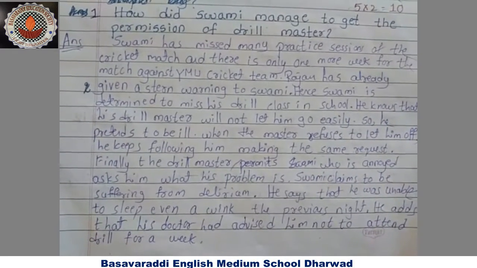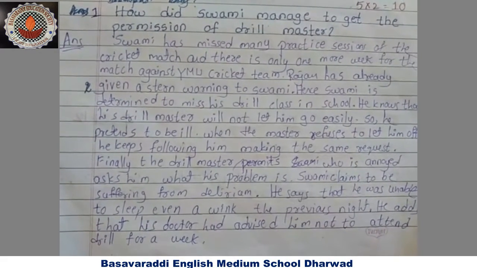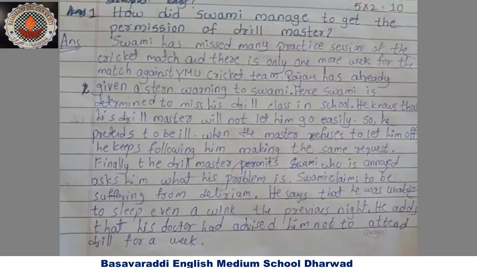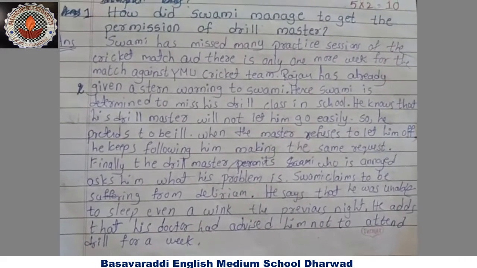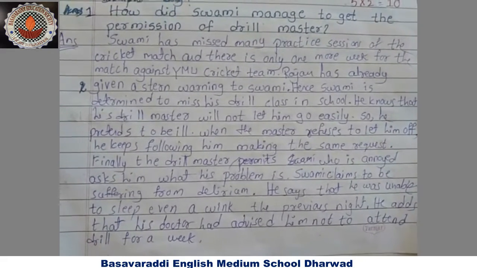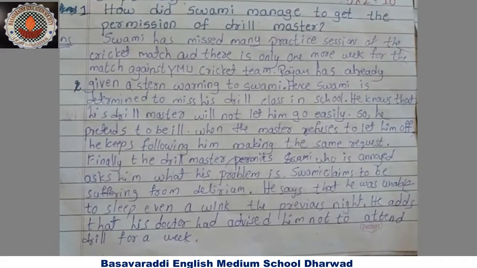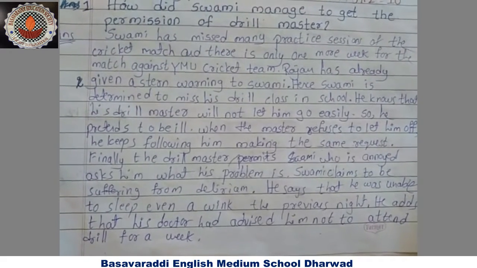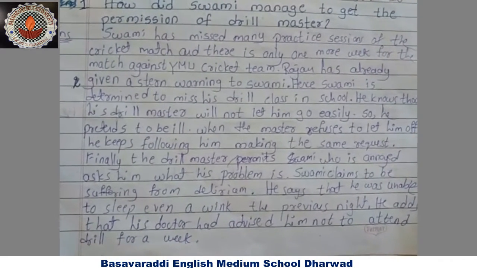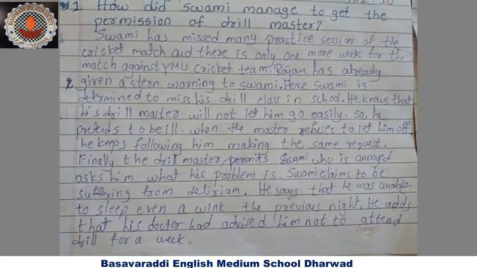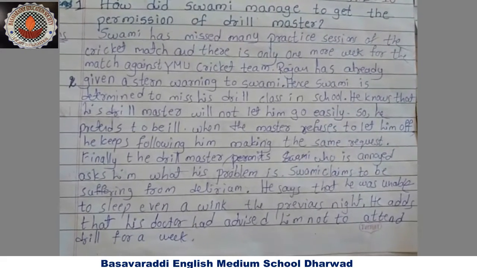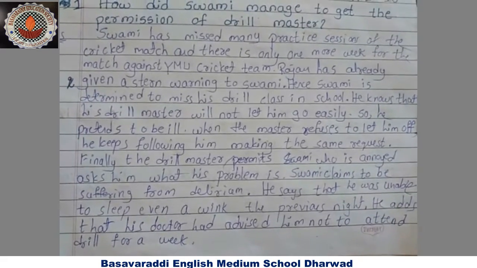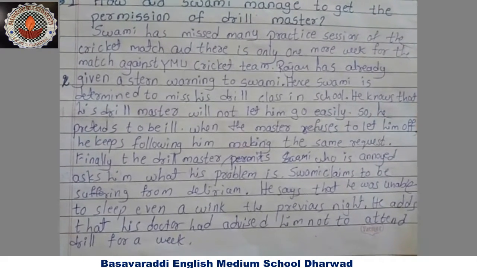Swami has missed many practice sessions of the cricket match and there is only one more week for the match against the YMU cricket team. Rajan has already given a stern warning to Swami. Hence Swami is determined to miss his drill class in school. He knows that his drill master will not let him go easily, so he pretends to be ill when the master refuses to let him off.